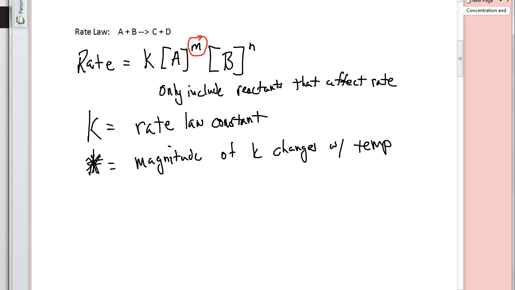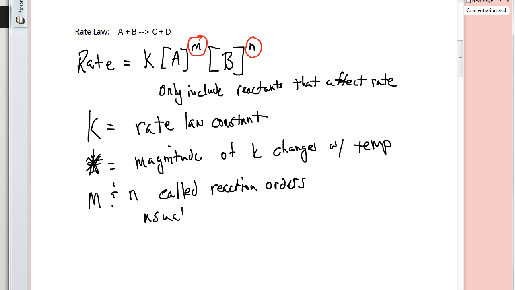And also really important are these guys right here, this M and this N. Now, sometimes students mistakenly think those are going to be the coefficients from the balanced equation, and they are not the coefficients. We call them M and N, and it could be any variable, really, but we just choose M and N for this case. M and N are called reaction orders. And reaction orders are usually whole numbers. And sometimes they're 0 or 1 or 2 or something like that. Okay?